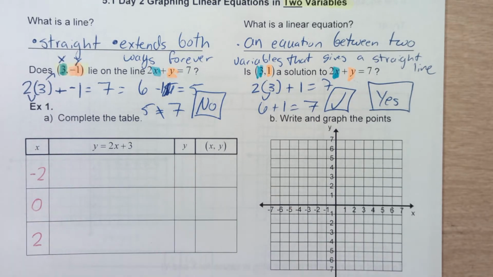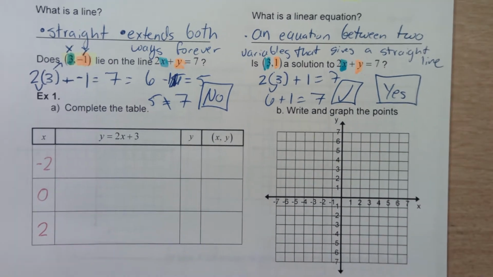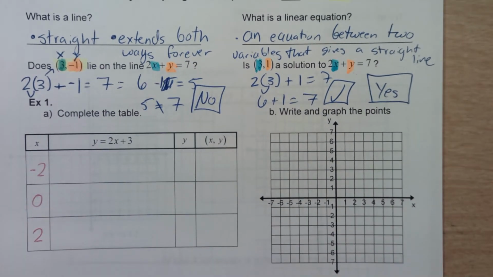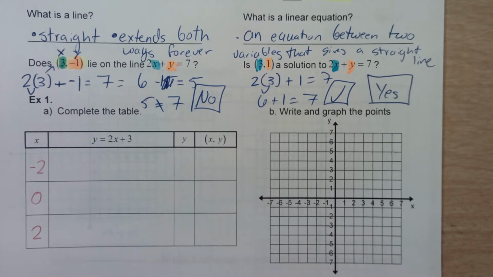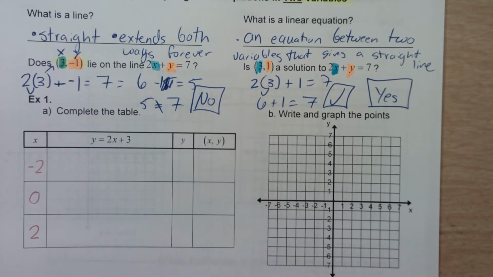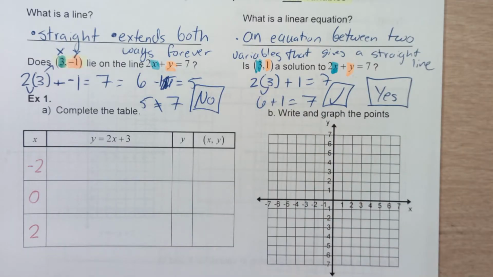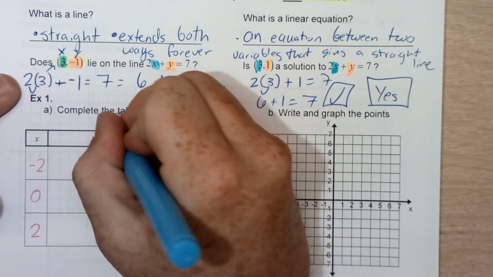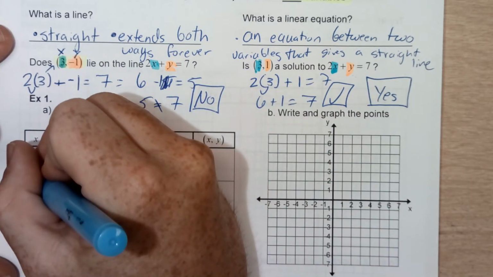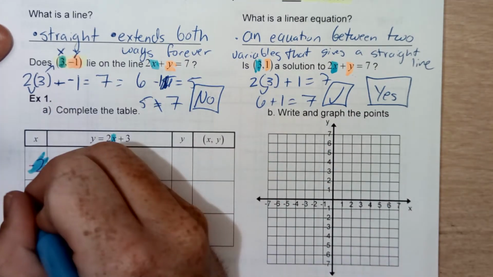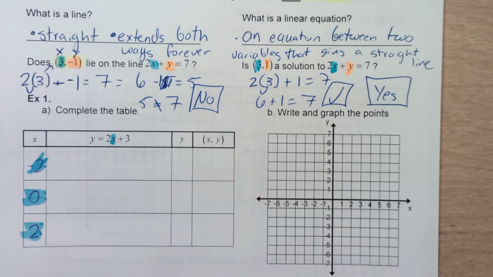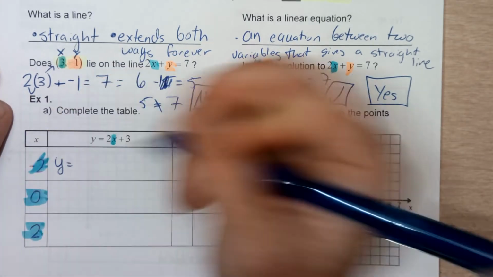When we're coming up with numbers we're putting into a table, we always want to use one negative, 0, and one positive. That way we get a general idea of which way the line is going. Now it says our equation is y equals 2x plus 3. I'm going to highlight this x, because this is where we're going to plug in the numbers we just wrote down. I'll highlight the numbers in blue just to show that this is where those numbers will be going, into our new equations.